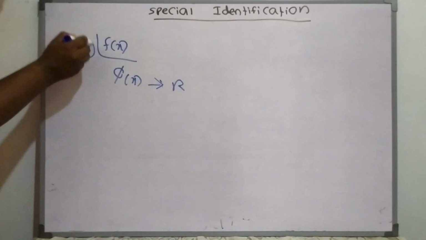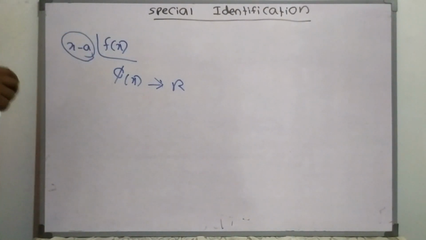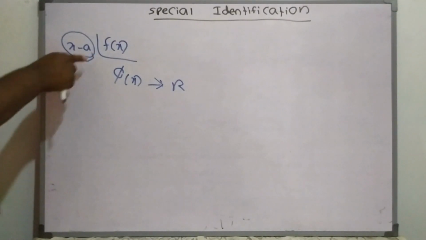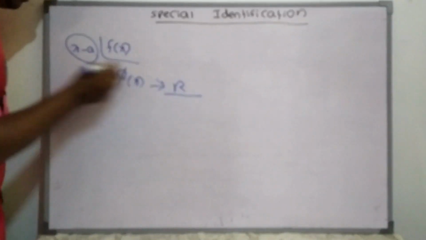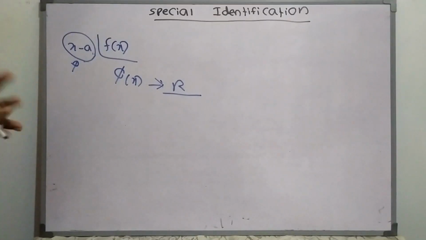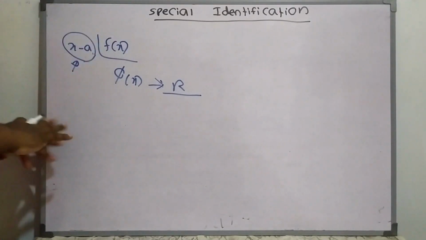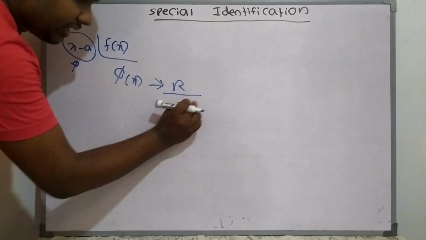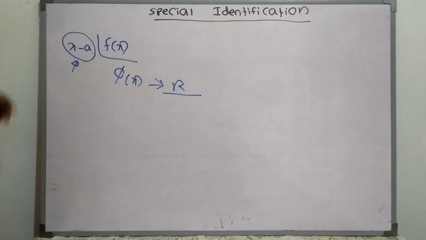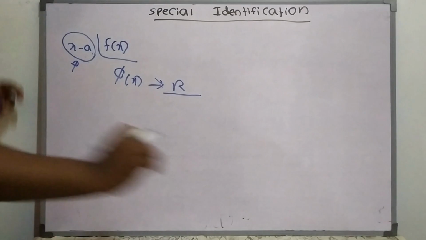Assume the divisor cannot always be linear. It can be quadratic, it can be cubic. Whatever it is, you should have a method of writing the remainder when the divisor changes. When the divisor changes, you have to understand the change in r as well. So this is the special identification.